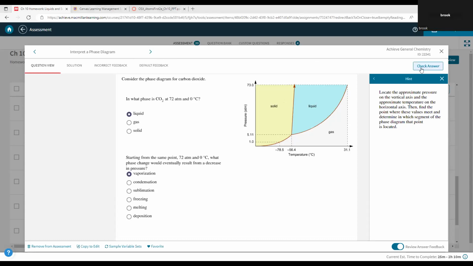Freezing? Yes. All right, so you should know all of these words: vaporization, liquid to gas; condensation, gas to liquid; sublimation, solid to gas; freezing, liquid to solid; melting, solid to liquid. What's deposition? The opposite of sublimation. So gas back into a solid.